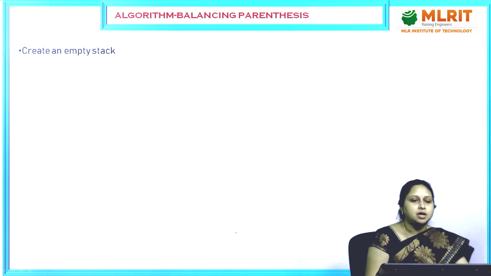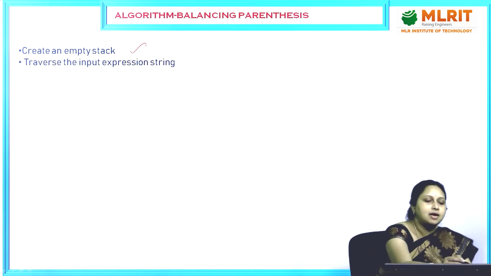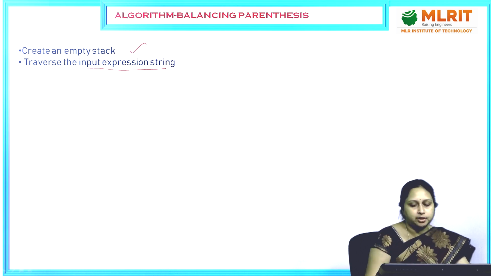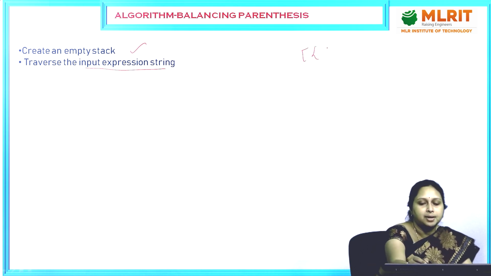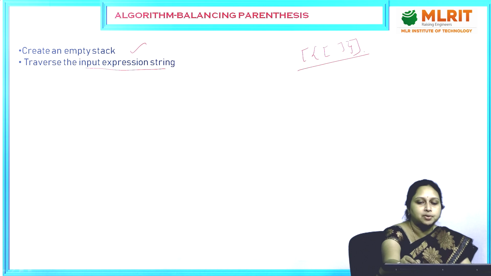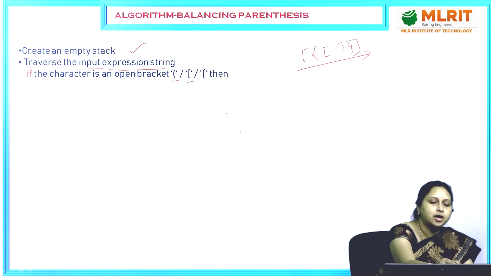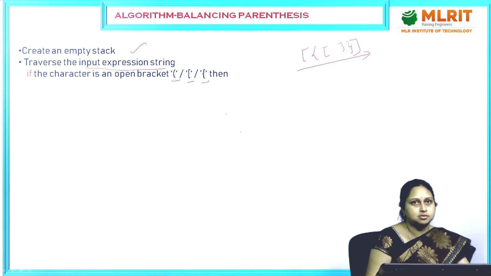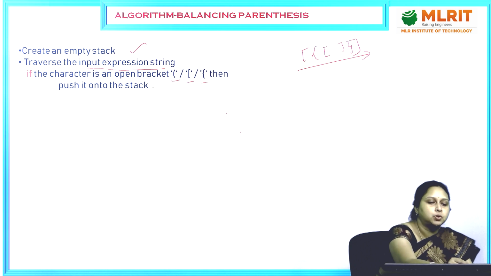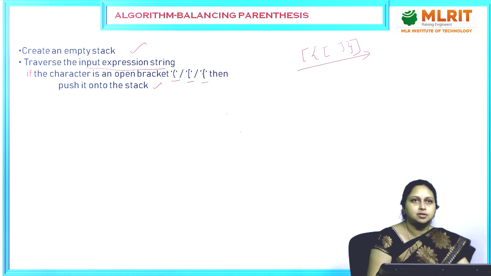Next, we will be seeing an algorithm for how to implement this. First we will see the algorithm, then we are going to implement it in a program using C language. First, create an empty stack. Next, traverse the input expression string. That means we are going to take the parentheses like this and traverse through this expression. Then, if the character is an open parenthesis, square parenthesis or curly parenthesis, we are going to push it onto the stack, as we have seen in the example.